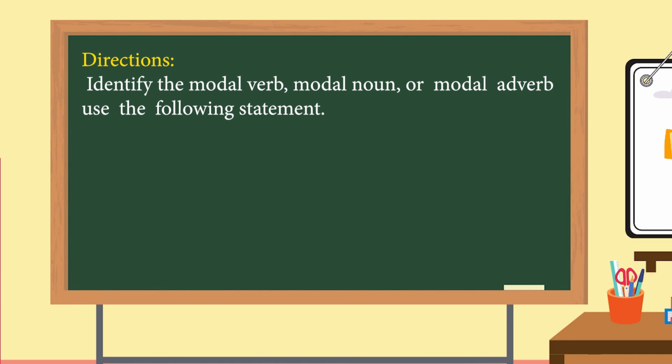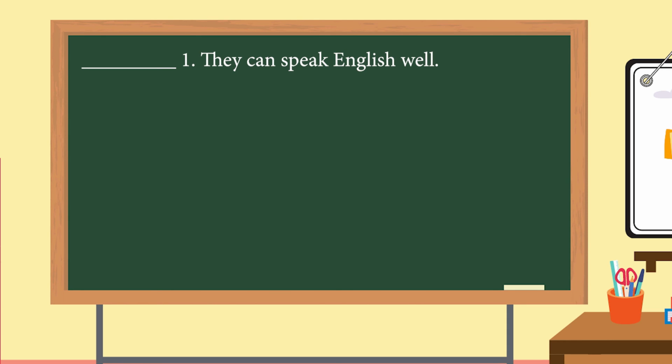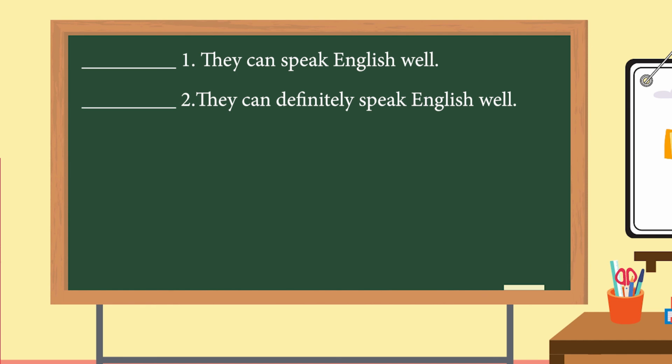Now, it's time to extend your learning. For your assignment, directions. Identify the underlined word in each sentence as modal verb, modal noun, or modal adverb. Number 1. They can speak English well. Number 2. They can definitely speak English well.